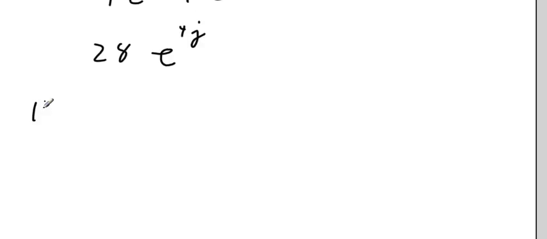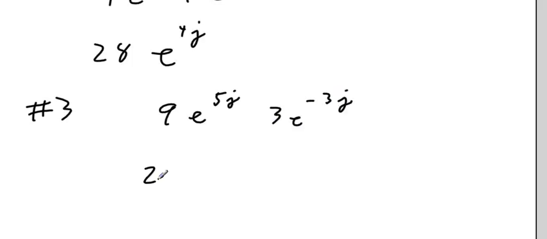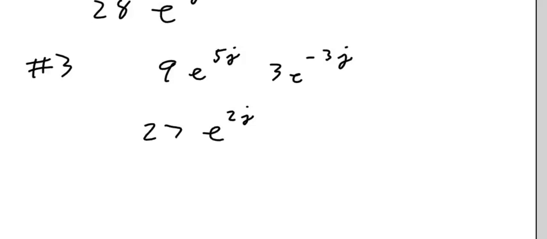Number 3, 9 e to the 5j times 3 e to the minus 3j. I multiply the 3 times the 9, I add the exponents. I think this is just a repeat of chapter 4.